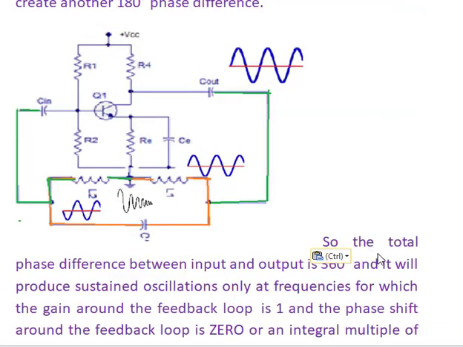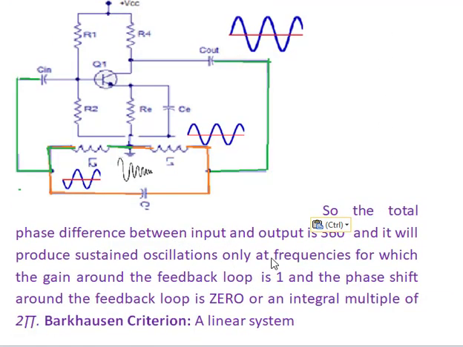So the total phase difference between the input and output is 360 degrees, and it will produce sustained constant amplitude oscillations, only at frequencies for which the gain around the feedback loop is 1, and the phase shift around the feedback loop is 360 degrees or 0. So it follows the Barkhausen criterion.